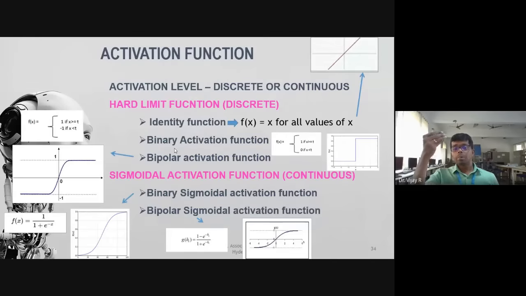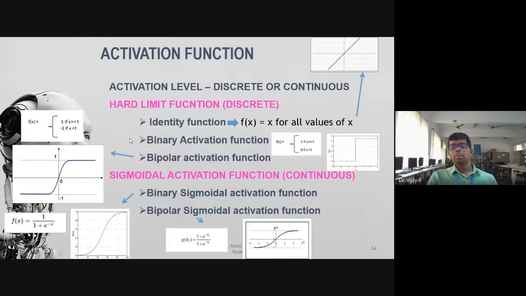There are some activation functions. If you see the types of activation, there is the identity function. For example, f of x equal to x for all values of x. Whatever the value of x input, that will give you the output. This identity function is a linear function, it is linearly varying. Try some examples after you go home, you can solve them.